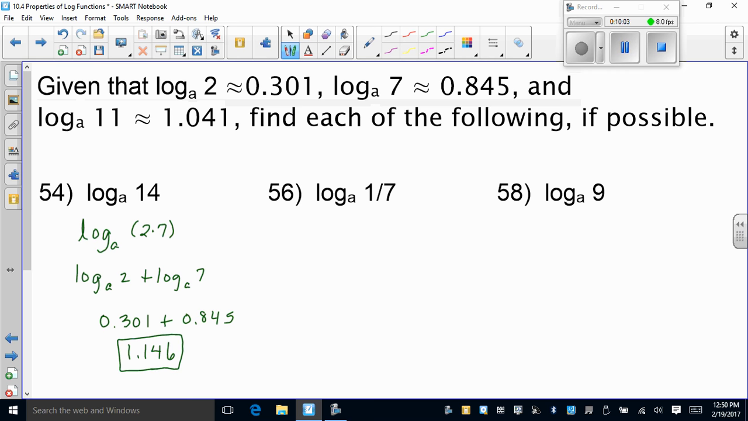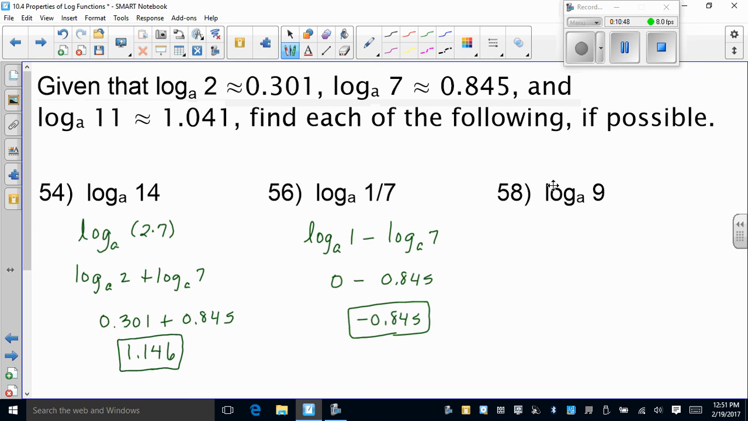Okay, the next one, 1 divided by 7, so we can use the quotient rule. So this is log base a of 1 minus log base a of 7. We don't have 1 up here, but we'll talk about that in a minute, but we do have 7. But anytime you get log of 1, it's always going to be 0. So this is 0 minus log of 7, 0.845. So this is negative 0.845. Some people won't bring this down and they'll lose their negative with it, so be very careful.